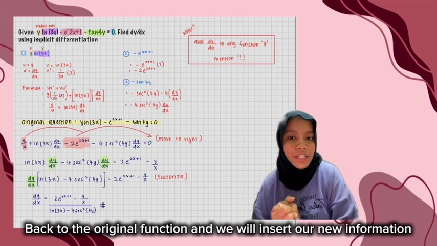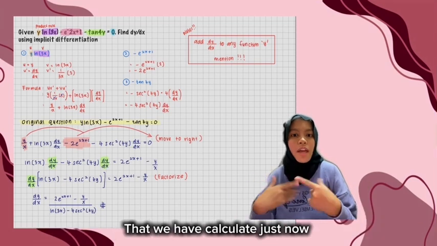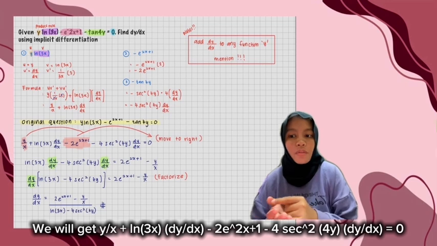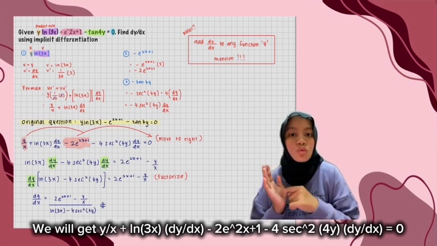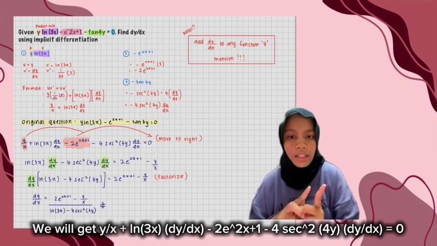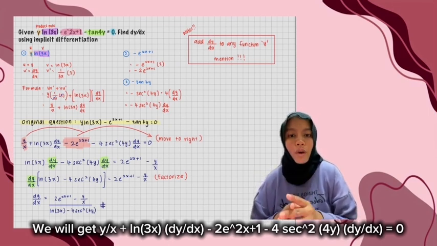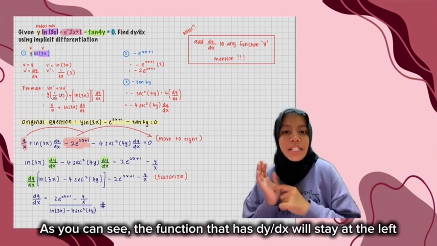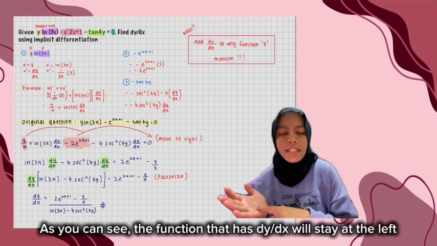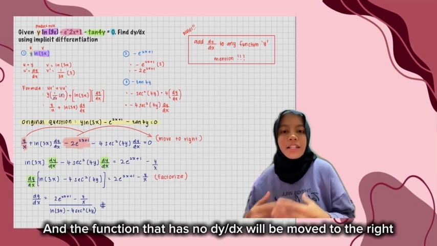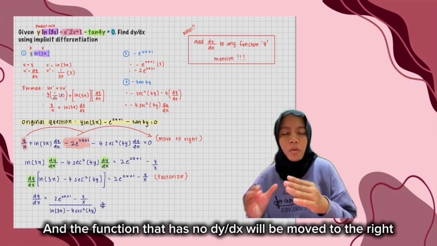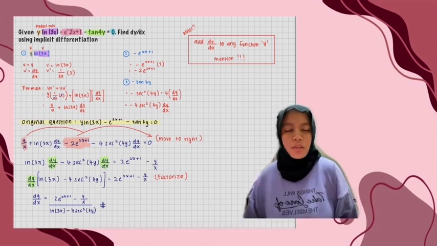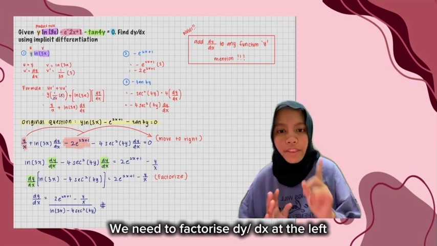Back to the original function, we insert the new information that we have calculated just now. We will get y over x plus ln 3x multiplied by dy over dx minus 2e to the power of 2x plus 1 minus 4 sec squared 4y multiplied by dy over dx equals 0. As you can see, the terms that have dy over dx stay on the left, and the terms that have no dy over dx are moved to the right. After that, we need to factorize dy over dx on the left.